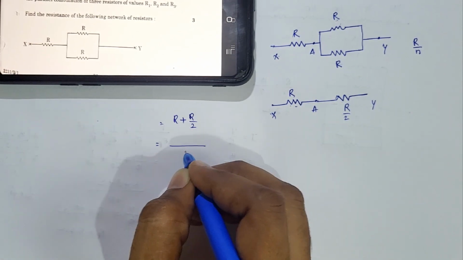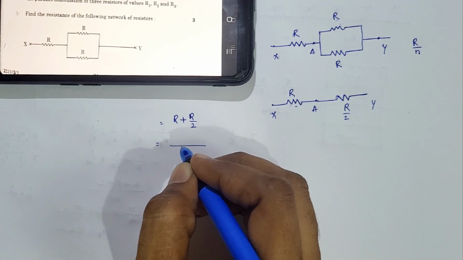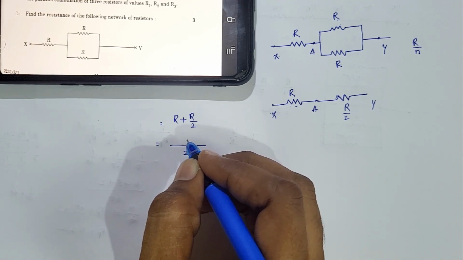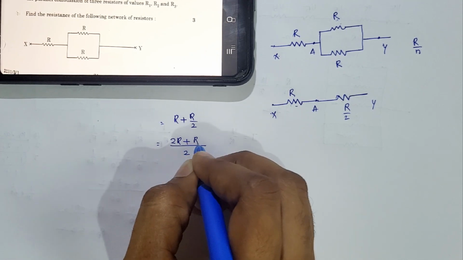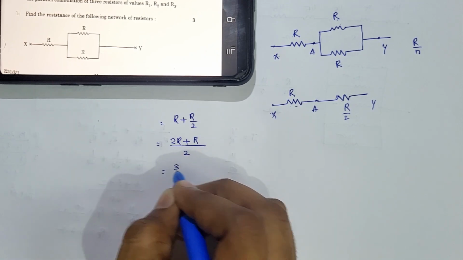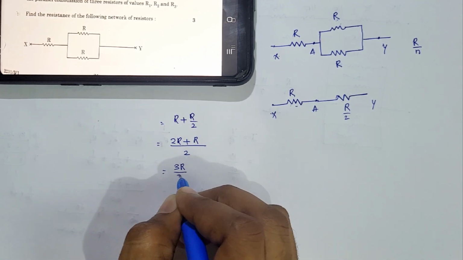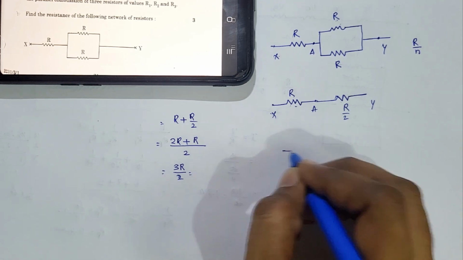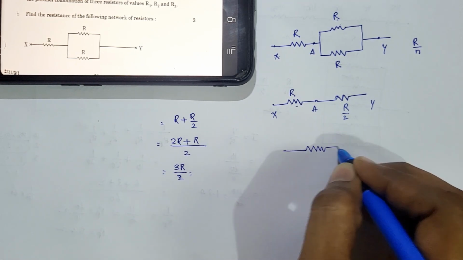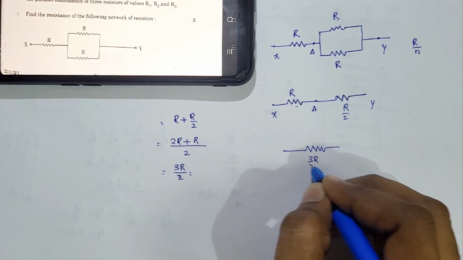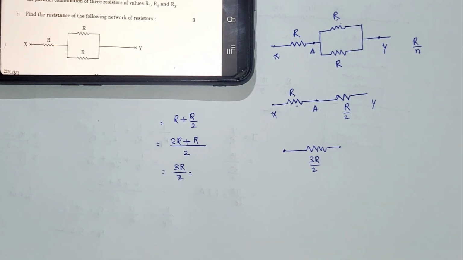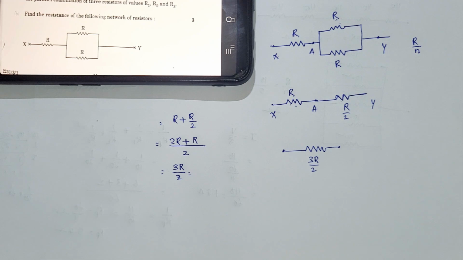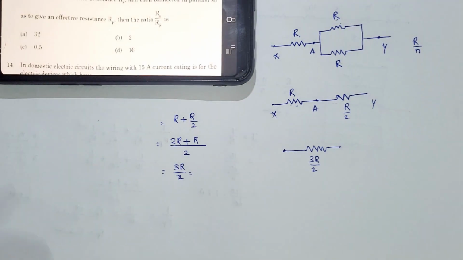Taking the LCM, it is going to be 2R plus R, 2R plus 3R divided by 2... it is going to be a single resistance. It is going to be 3R by 2, or you can write directly 1.5R. Okay. Next problem let us take.